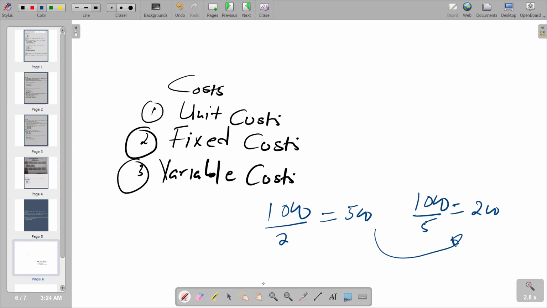Then we also have avoidable costs and unavoidable costs. We also have sunk costs, and also controllable and non-controllable costs, and also relevant costs. Those are some of the forms of costs that we have. So basically, this sums up our module 1.